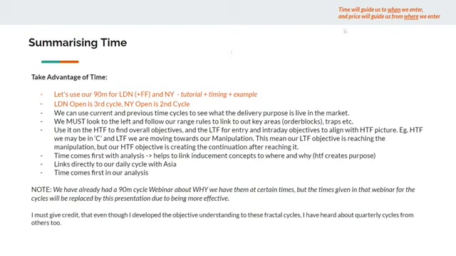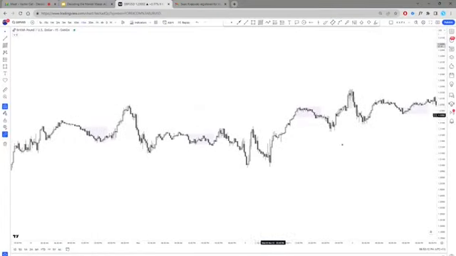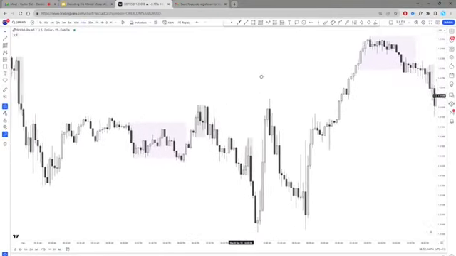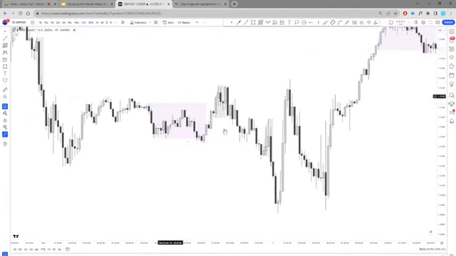Summarizing time, coming back to this, time will guide us to when we enter, and price will guide us from where we enter. So let's use our 90-minute for London, Frankfurt, and New York. Here's a little tutorial on how I get it, just to help you guys out. Just a random example. Let's look here. We got Asia. So Asia ends, and write this down, guys, if you can.